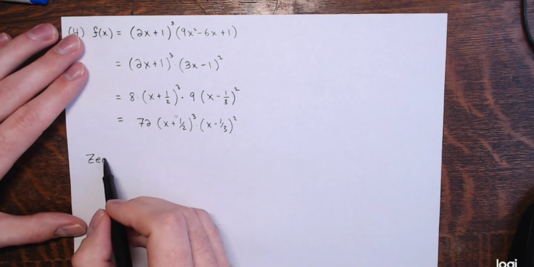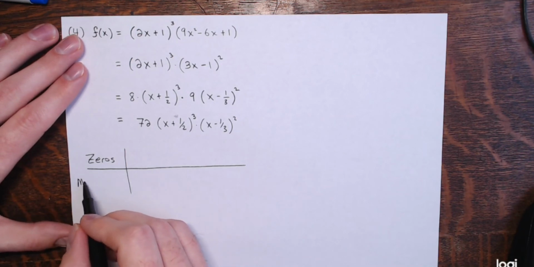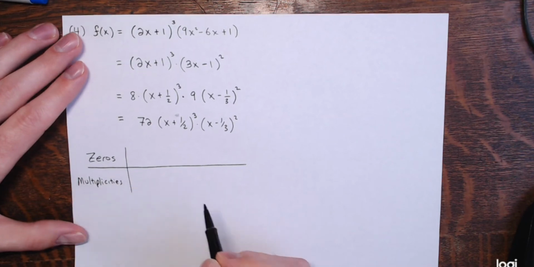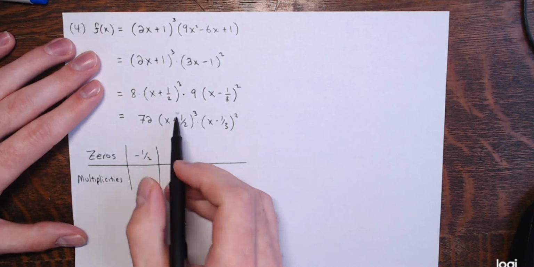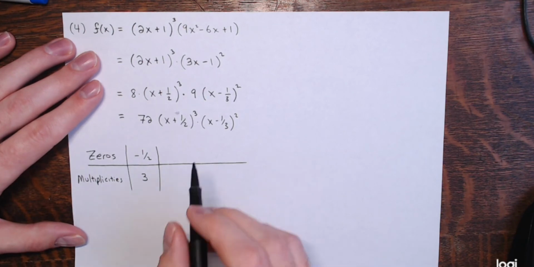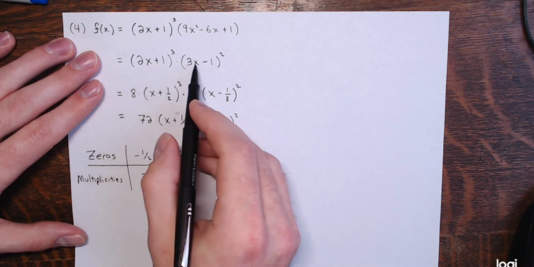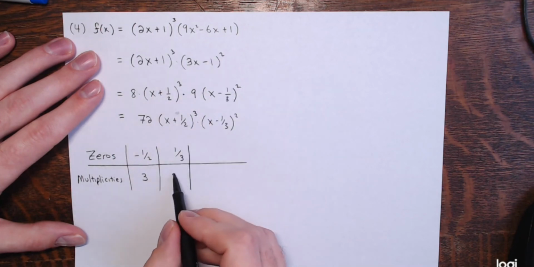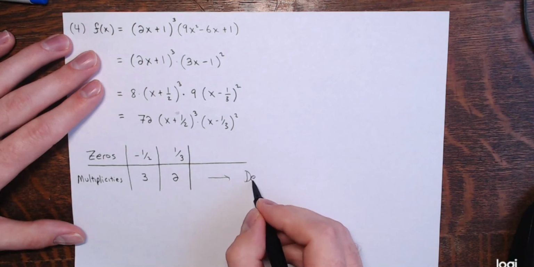But again, I'll make that little table with zeros and their corresponding multiplicities. Negative half would be a 0. That makes this factor 0, and there are 3 of them. So it has a multiplicity of 3. X equals positive 1/3 is a 0 as well, right? Plug it in here, it makes this factor 0, and there are 2 of them. So it has a multiplicity of 2. And all told, this would be a degree 5 polynomial function.